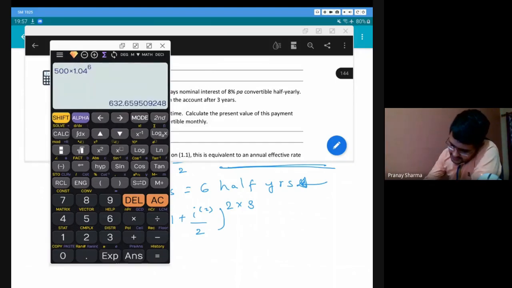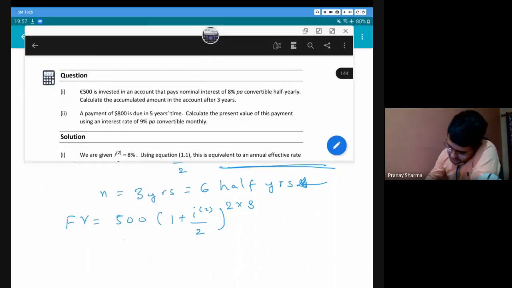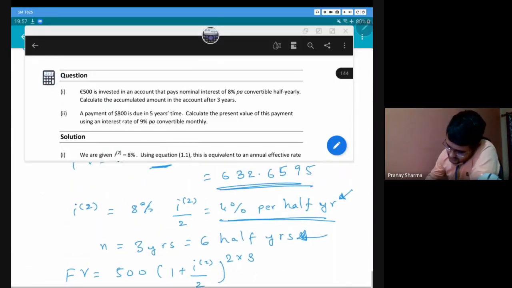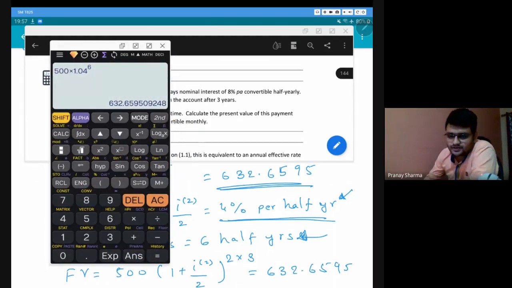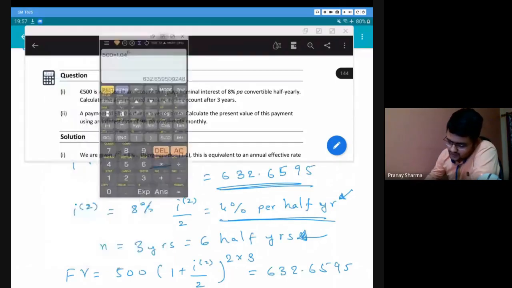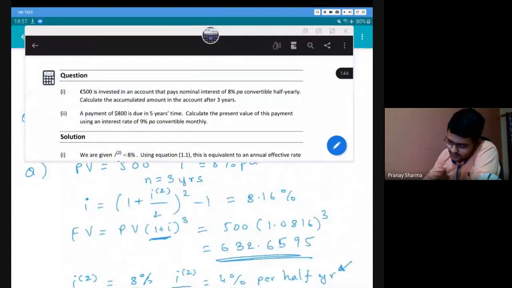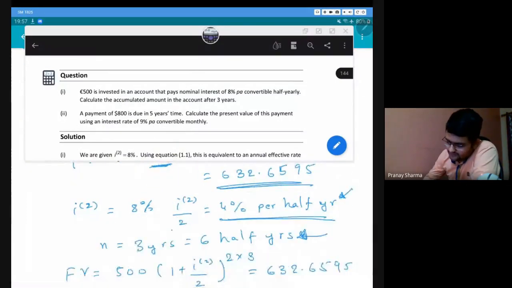This will give me, so we have exactly the same answer. We should have exactly the same answer, right? Yeah. We have 632.6595. We have exactly the same answer. So in both these ways, we got our future value. For the one, we converted into effective rate of interest per annum. And for the second, we converted into effective rate of interest per half year. Okay. You just have to make sure that your N is correct.